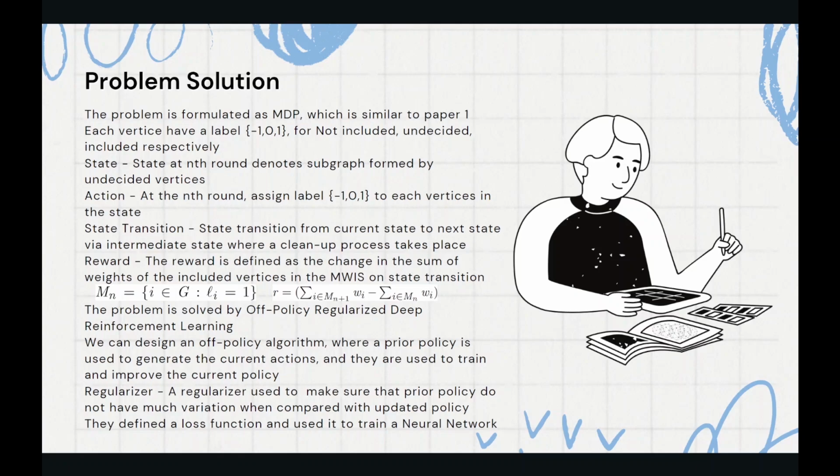We can design an off-policy algorithm where a prior policy is used to generate the current actions and they are used to train and improve the current policy. A regularizer is used to make sure that the prior policy does not have much variation when compared with the updated policy. With this, we complete our discussion on the second paper.